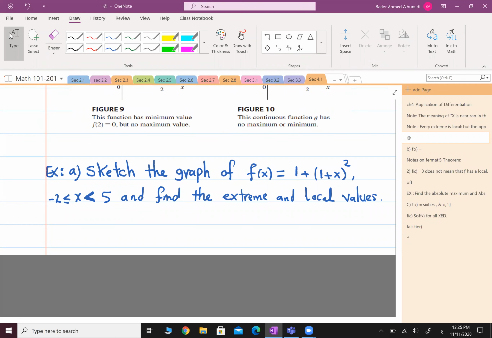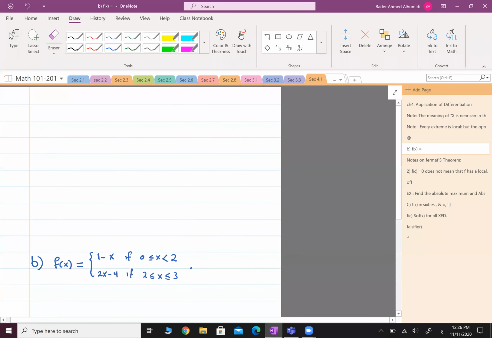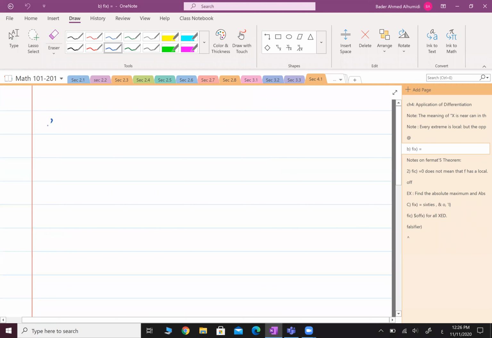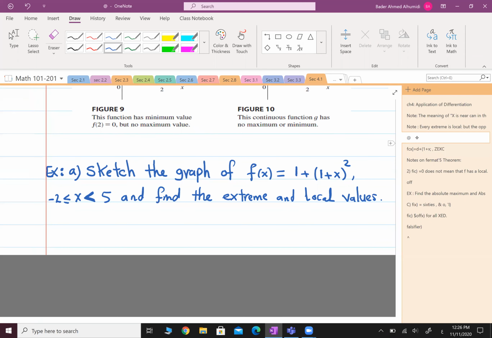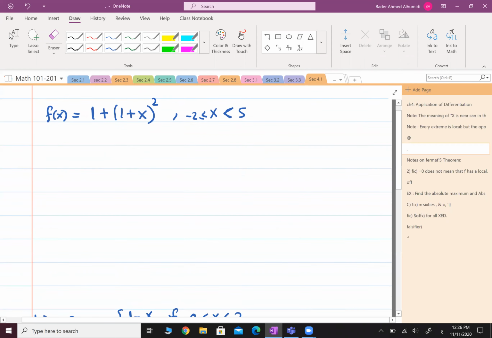Let's go back again to the exercise. If I can sketch the graph, can I find the local values and absolute values? Let's take another example now. 1 plus 1 plus x squared between minus 2 and 5. Let me sketch it here. 1 plus, what is it? Can you remember? I am old enough to forget, but I guess it is 1 plus (1 plus x) all squared, and x between minus 2 and 5, something like this. Great, let's confirm. Excellent.